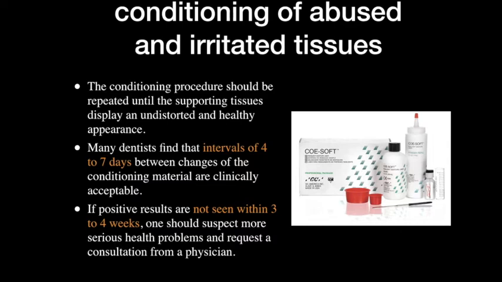If after 4 weeks you haven't seen the tissue heal well, then you might need to suspect that the patient has some more serious health problems, and you need to have a consultation with the physician. For example, if a patient has uncontrolled diabetes, the patient will have a high blood glucose level that will delay tissue healing. So first of all, you have to ask the patient to control the diabetes before you do a tissue conditioning procedure.